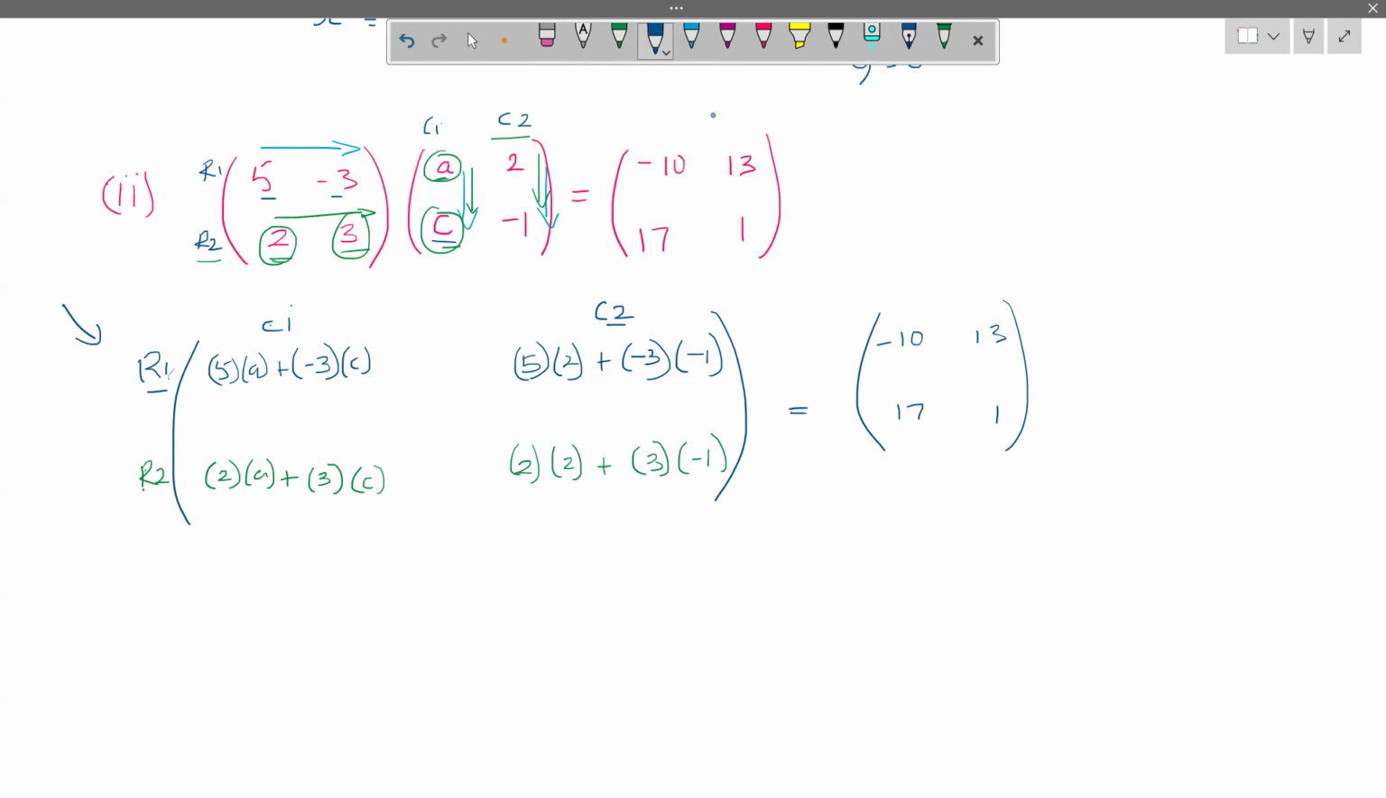All right. So row 1 by column 1. 5 by A minus 3 by C. Give me a thumbs down if you're not okay with that. That's this. And that's dealing with row 1 by column 1. So we're good. Thumbs up if you're okay then.